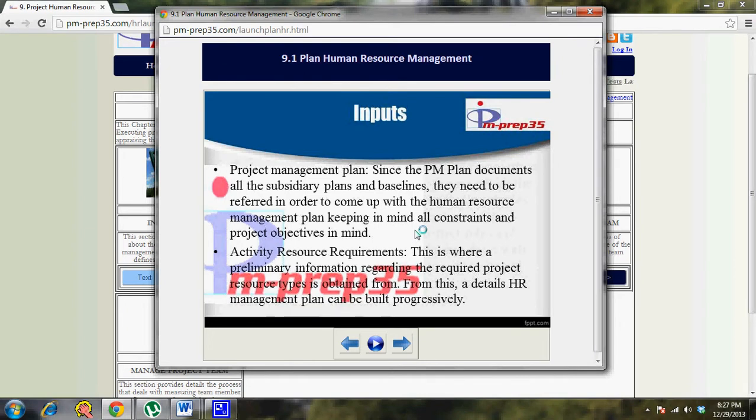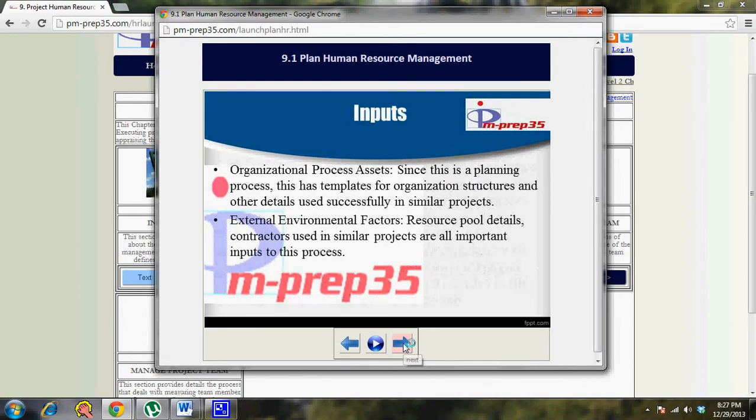Obviously, when you organize it according to the skill level and resource type, it is more of a resource breakdown structure. But the organization breakdown structure looks at it in terms of what departments each of the resources belong to, what their roles and responsibilities will be, what their designation is, and all that. So those things anyway will start from your activity resource requirements. So that's one of the key inputs.